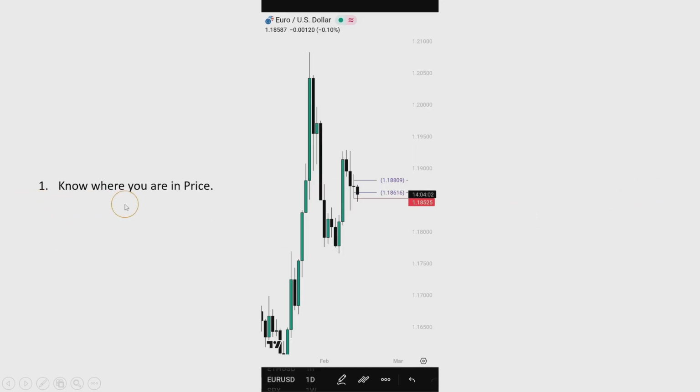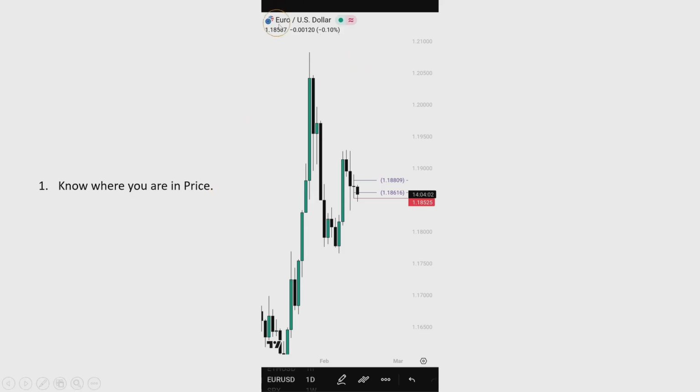The first thing is to know where you are in price. Very important. And this is very simple for you to know because basically it's either price is in discount, premium, or equilibrium. And if price is in discount, you're looking to buy. If it's in premium, you're looking to sell. If it is in equilibrium, you are not doing anything because it's most likely to consolidate.